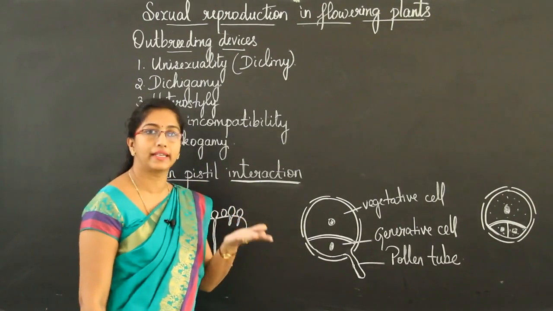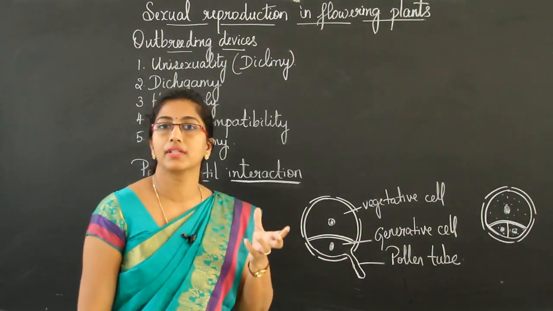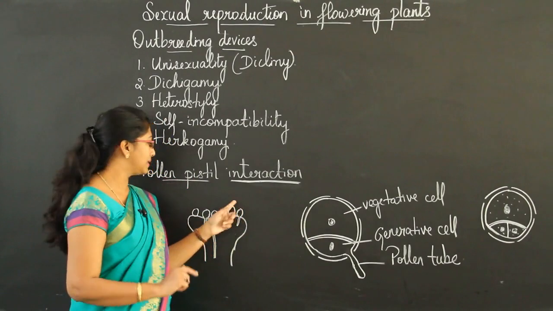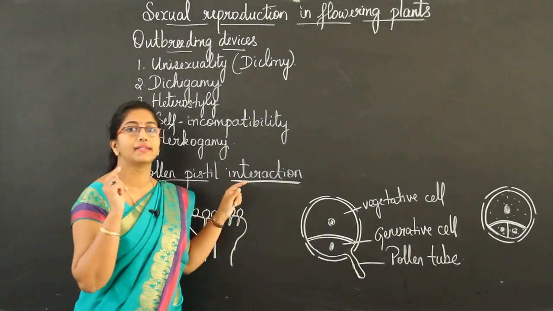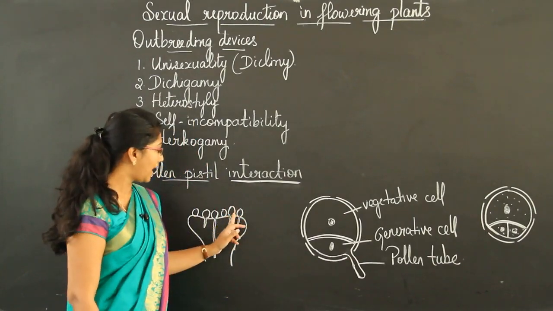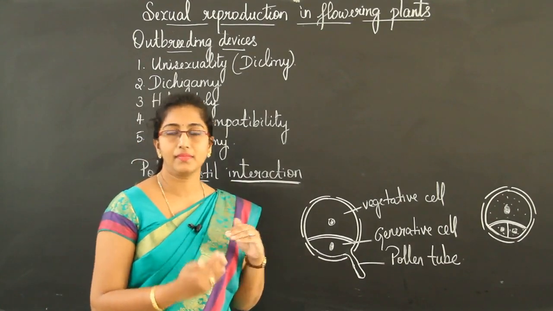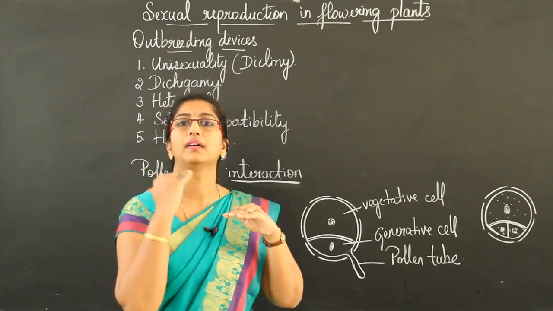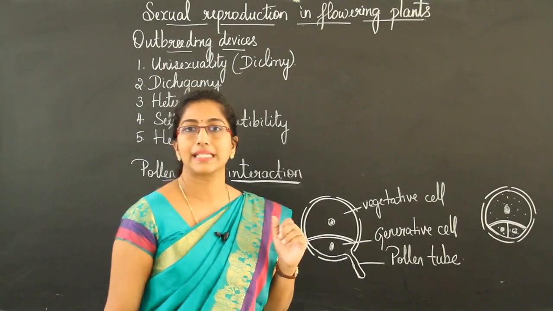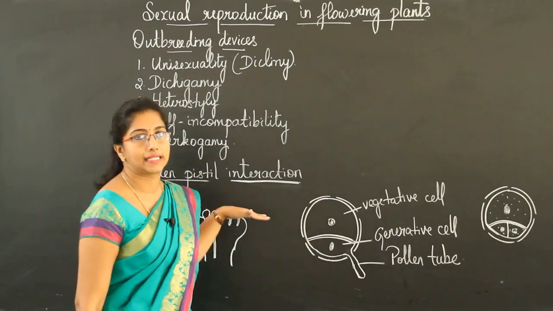Now when we say communication, what type of communication or interaction? It is the interaction between the chemicals of the pollen grain and the chemicals of the stigma. The chemicals of the pollen grain surface and the chemical components of the stigma interact. By this interaction, the stigma recognizes the right type of pollen and the wrong type of pollen. So there is a chemical communication between the pollen grain and the stigma.